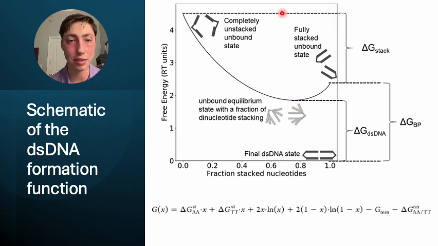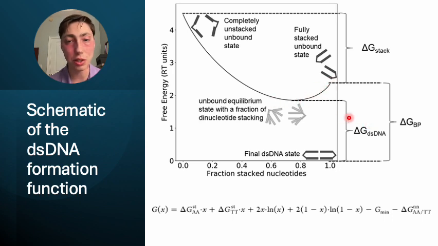So before I discuss the fully stacked unbound state, I'll discuss this final double-stranded DNA state. This is the greatest state of interest. This state is where everything was set to be 0 free energy, because the whole molecule is stabilized at this point, and this is the state that we're most interested in. But as you can see, when you have fully stacked dinucleotides that have not been associated with each other, they're unbound, these hydrogen bonds have not been formed, they're fully stacked, the free energy of the system actually goes up from this point right here.